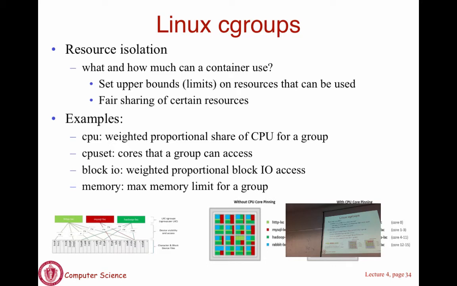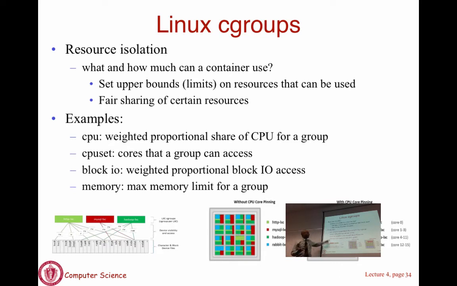More generally, if there are n containers, each of them is given a weight of Wi. A container is going to get a fraction Wi over the summation of Wj's. This is the total weights for all, and this is your weight. That's the fraction of that resource you are going to get. So C groups will allow you to assign a weight to each container, a CPU weight.